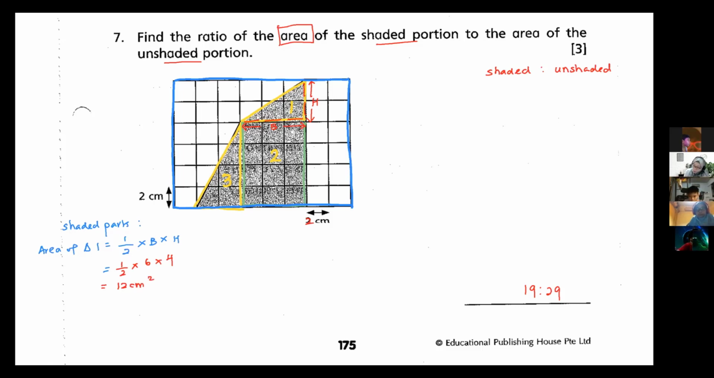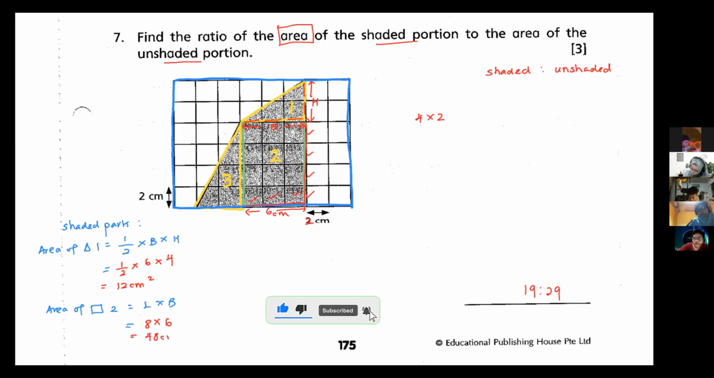Next, we move on to the area of rectangle 2, which equals length times breadth. The length will be the longer part, this portion here, and you can see it is 1, 2, 3, 4. So 4 means 8. How do I get that? I take 4 times 2 because each side is 2 cm. The breadth is the shorter part, there is 1, 2, 3, so this will be 6 cm. 8 times 6 equals 48 cm squared.